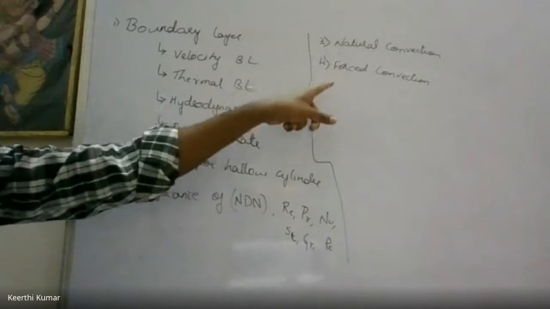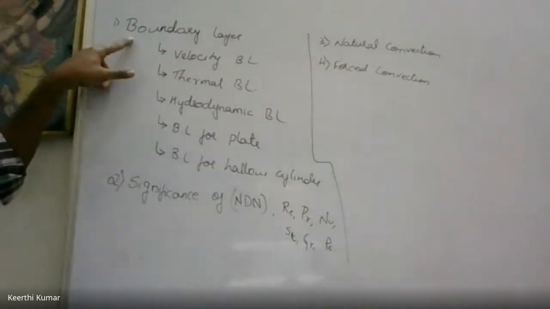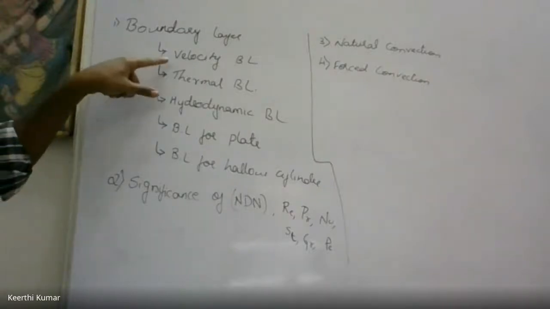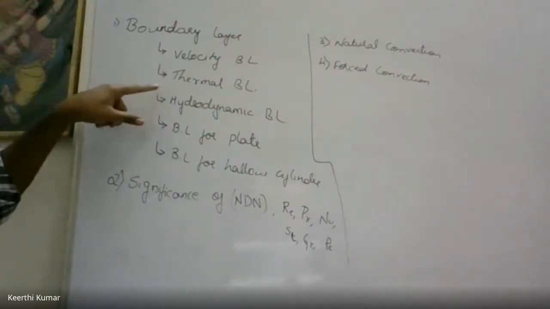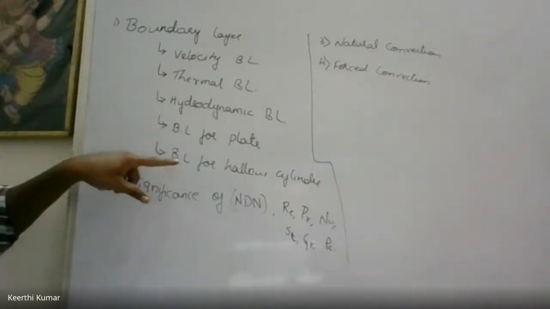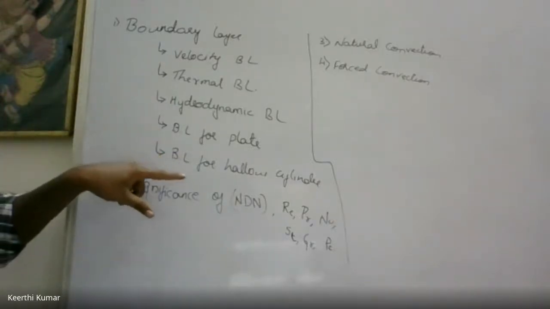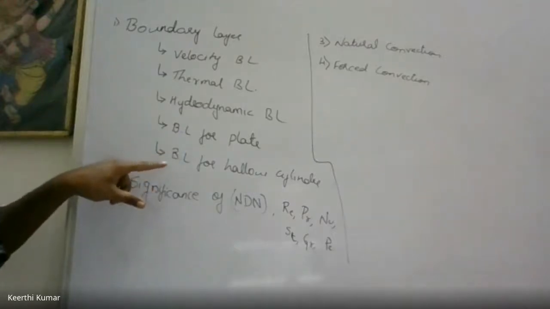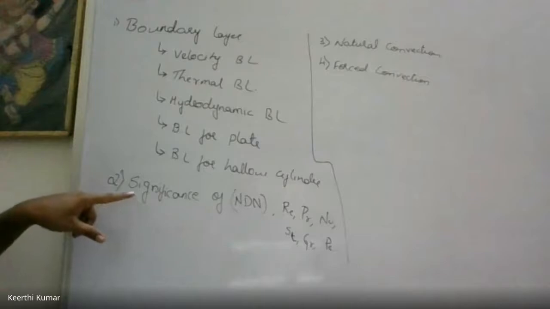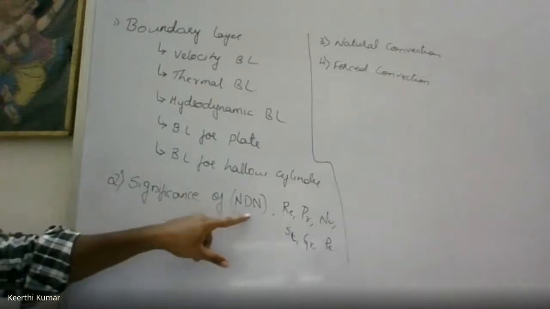Once you know those two, there is a concept called boundary layer. I'll explain what is meant by the boundary layer. Under it, we'll come across the velocity boundary layer, thermal boundary layer, hydrodynamic boundary layer, and boundary layers for plates, hollow cylinder, sphere and so on. Different shapes give different boundary layers. And then the different non-dimensional numbers, that means the significance of non-dimensional numbers.